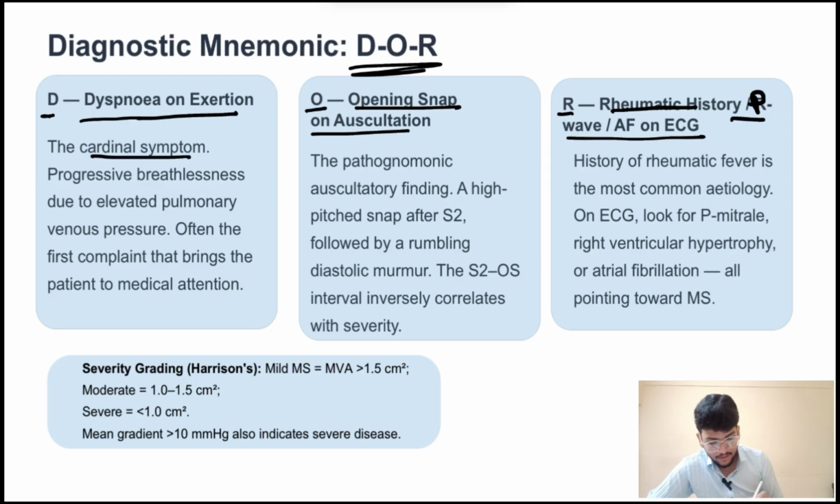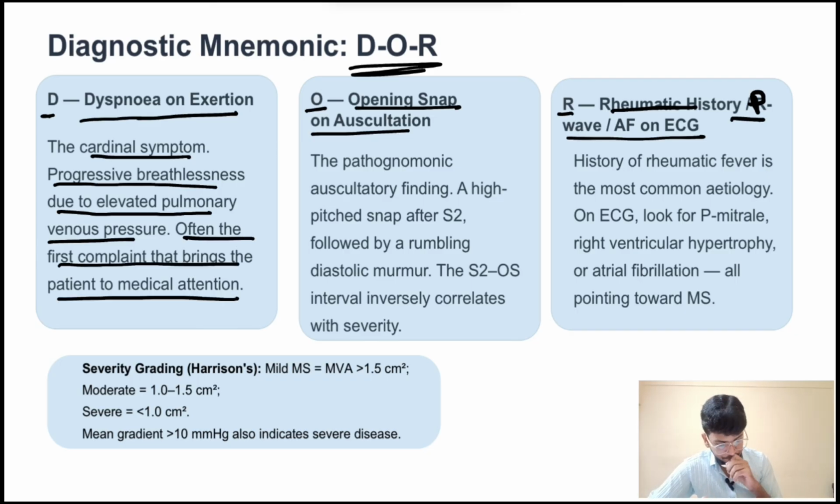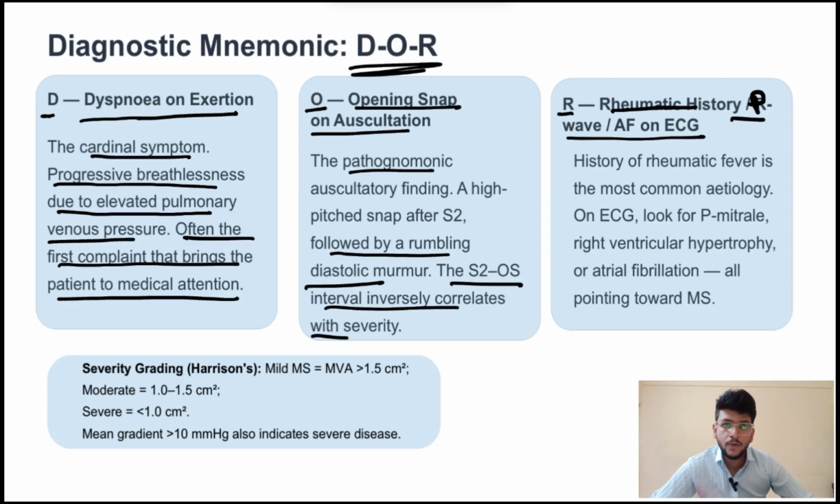Then the cardinal symptom is dyspnea, wherein progressive breathlessness due to elevated pulmonary venous pressure occurs. It is often the first complaint that brings the patient to medical attention. Then we have the opening snap, the pathognomonic auscultatory finding, that is a high pitched snap after the second heart sound followed by a rumbling diastolic murmur. The S2-OS interval inversely correlates with severity, that is the shorter the S2-OS interval, the more severe the mitral stenosis. Then we have the history of rheumatic fever, the most common etiology.